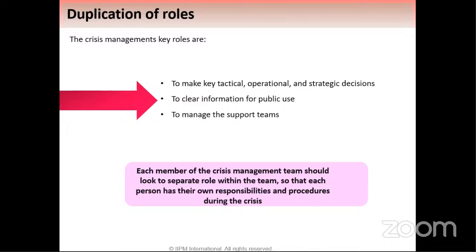Then they clear information for public use, as we discussed earlier. In other words, they handle information, then they manage and support the team. Their key role is to manage the support team, okay? Each member of the crisis management team should have a separate role within the team so that each person has their own responsibilities and procedures during a crisis.